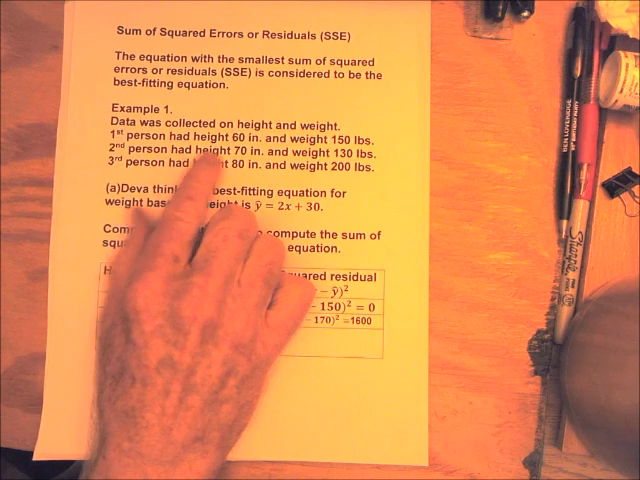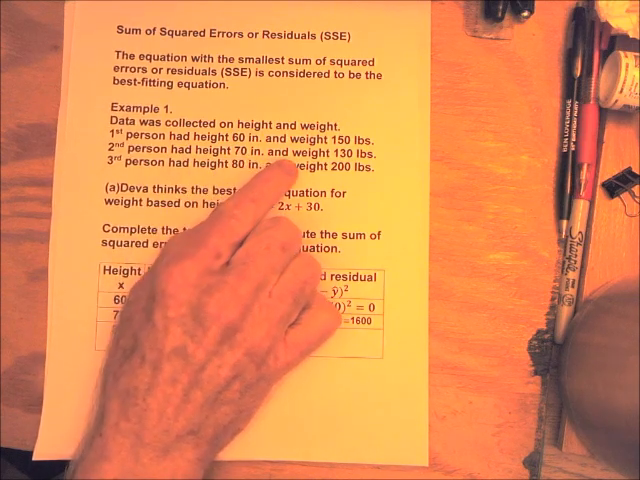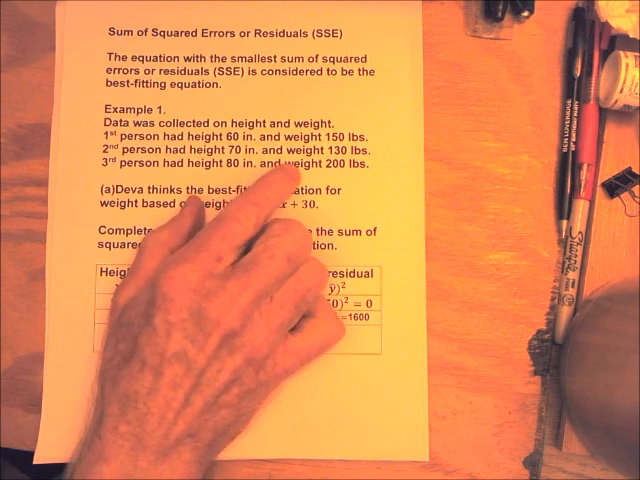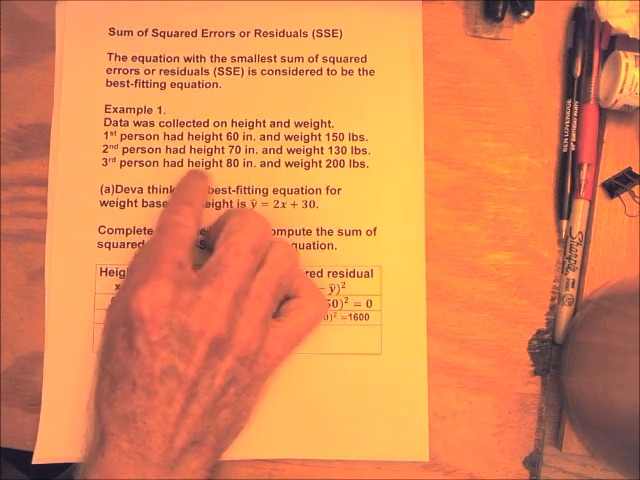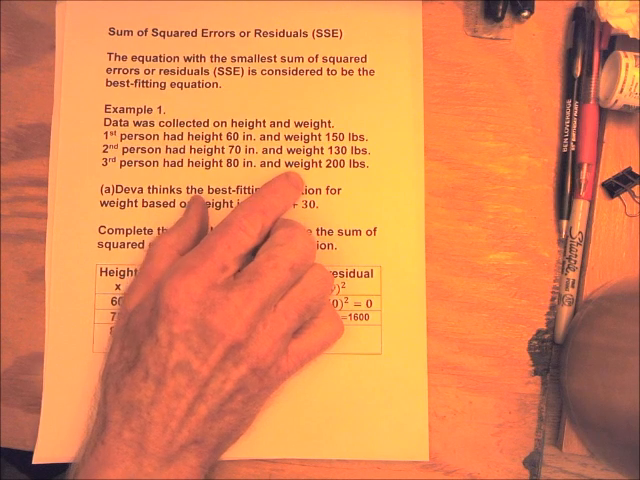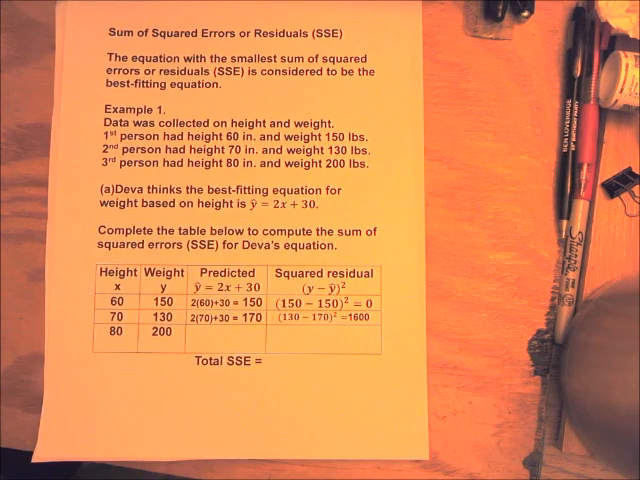First person had height 60 inches, weight 150 pounds. Second person had height 70 inches, weight 130 pounds. Third person had height 80 inches and weight 200 pounds. So we want to find a linear equation for predicting the weight based on the height.